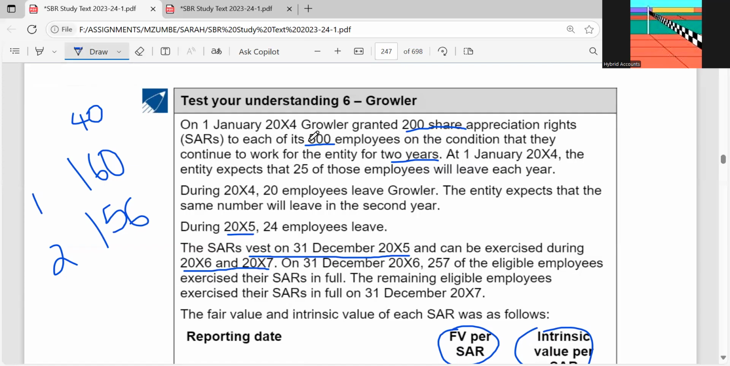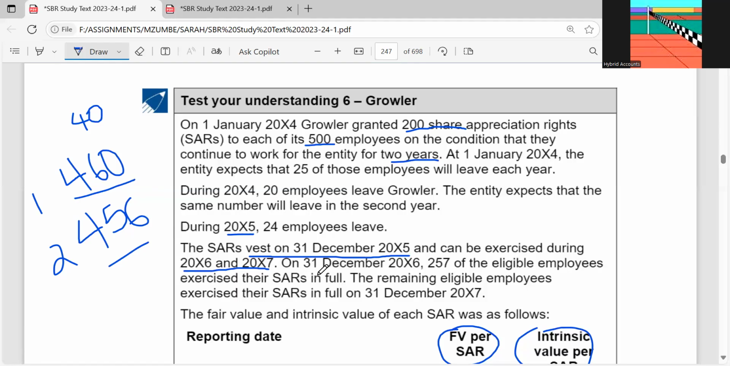We had 500 employees, not 200 employees, 500 employees, right? So I should say that 20 left in year one and 20 more were expected to leave in year two. So it should be 500 minus 40, which is 460, right? And for year two, year one, 20 left, 24 left in year two. So a total of 44 left. So 500 minus 44 will remain with 456. I'm sorry, I misread. Okay? So this is fine here.